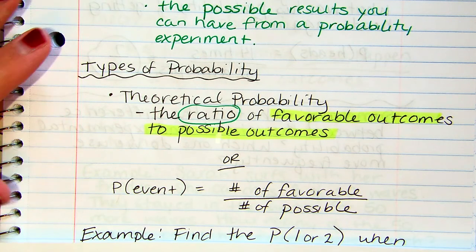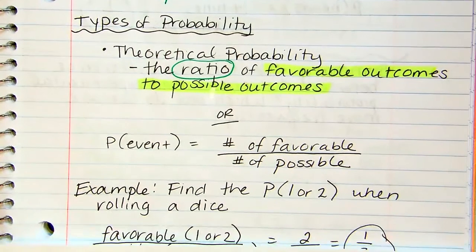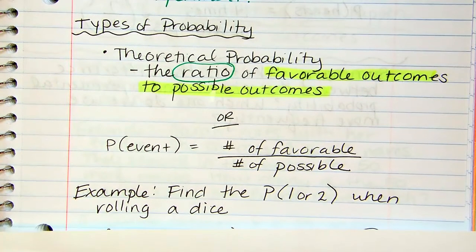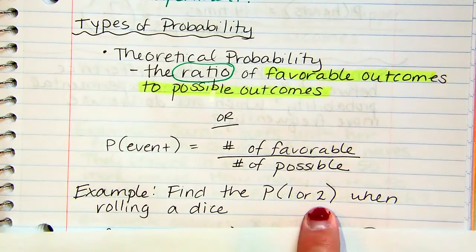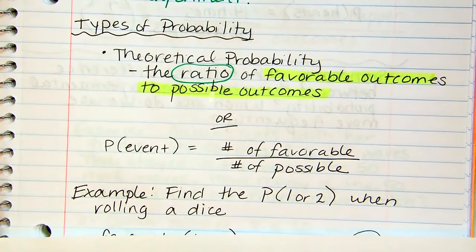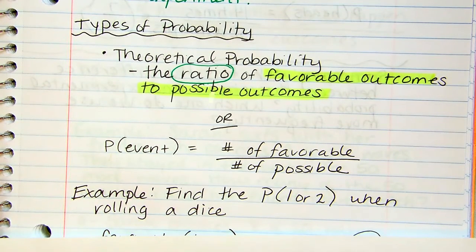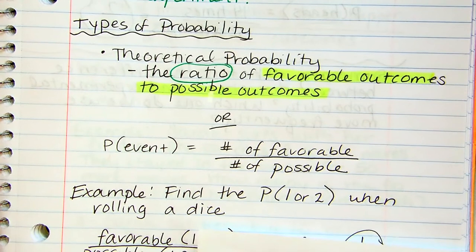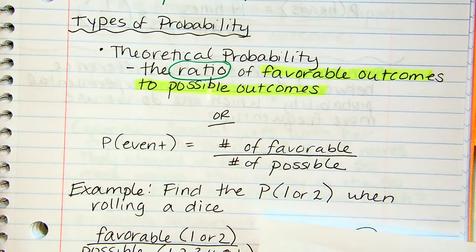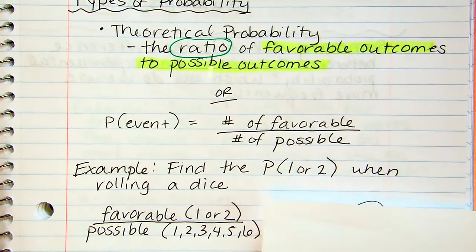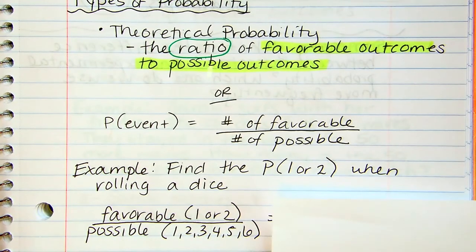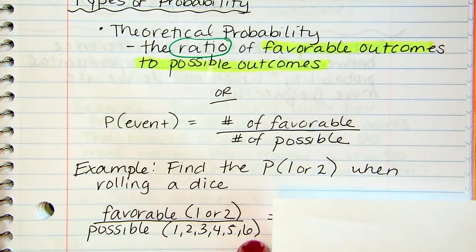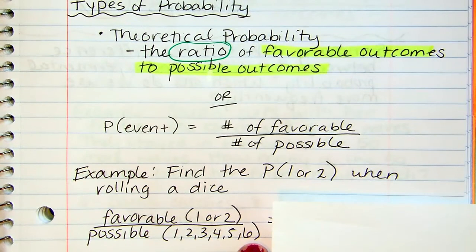So we've got an example. Find the probability of 1 or 2 when rolling a dice. So, let's think about this. I want a 1 or a 2 on a dice. I'm looking at my favorable outcomes, which are the 1 or the 2, over my possible outcomes, which on a dice could be 1, 2, 3, 4, 5, or 6. There are 6 options that I could have.